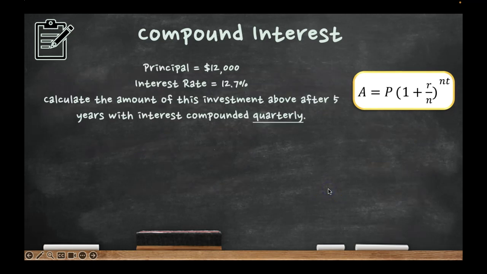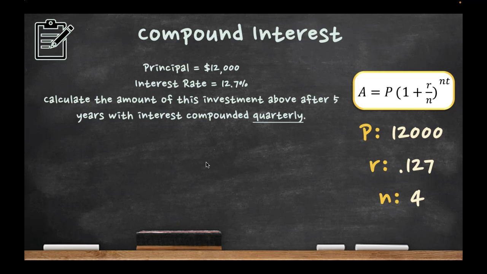So let's go ahead and look at another example. Let's say your principal is $12,000. Interest rate is 12.7%. Calculate the amount of this investment after 5 years with an interest that's compounded quarterly. When you see terms like compounded, that's going to be a cue to use the compound interest equation. So then now we know our principal is $12,000. Our rate is 0.127. Don't put 12.7. You have to convert the percent to a decimal in order to place it inside the equation.